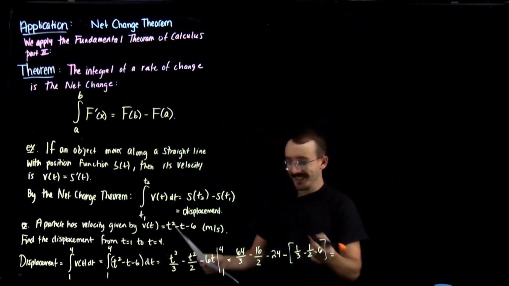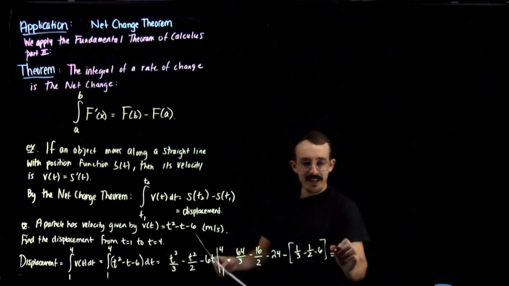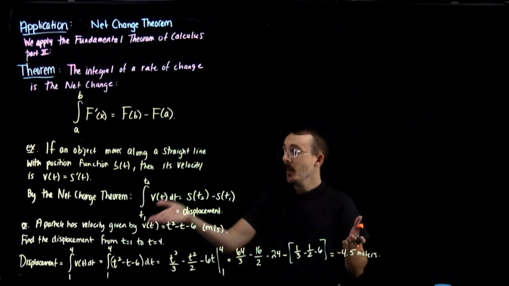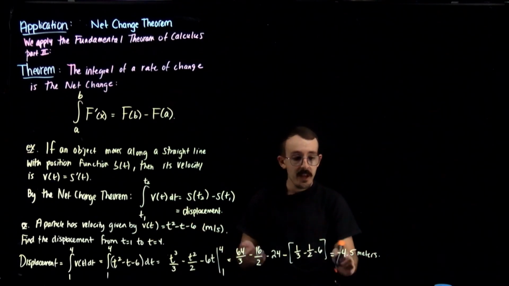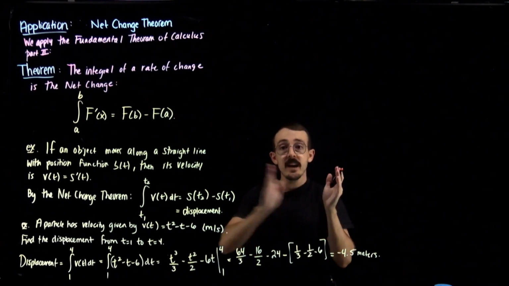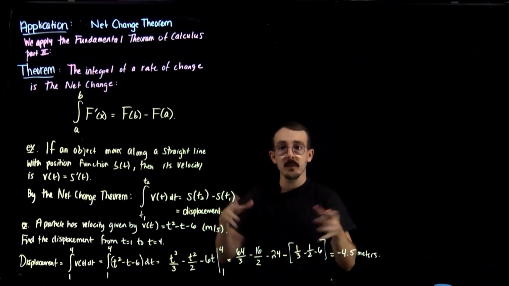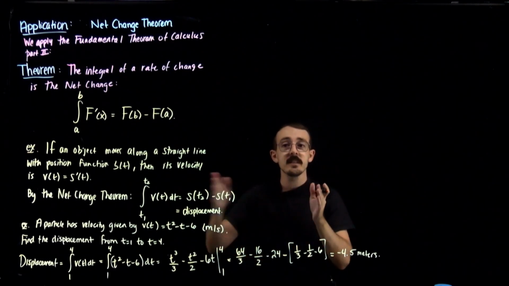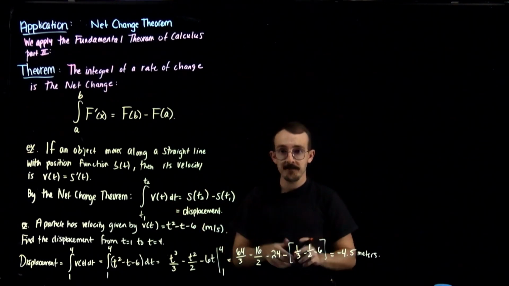So I calculated this 6-term thing, and I ended up getting negative 4.5 meters. So it's in meters because what we found was a change in position. And it's negative because from where it started, it went to the left by the time it was done. When this whole time interval was over, it ended up 4.5 meters to the left of where it started.